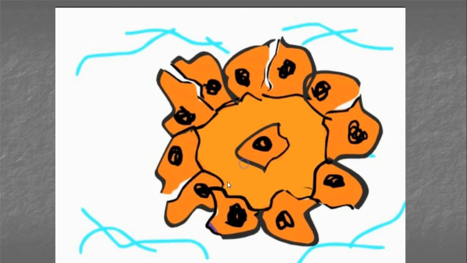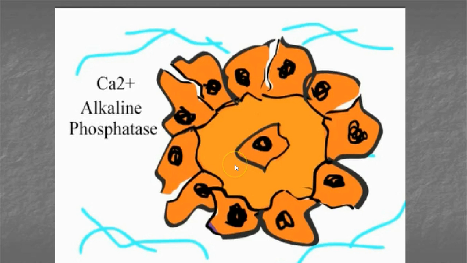structure to it yet. The osteoid is then calcified with the addition of calcium salts and other minerals. The enzyme alkaline phosphatase acts as a catalyst in this process.